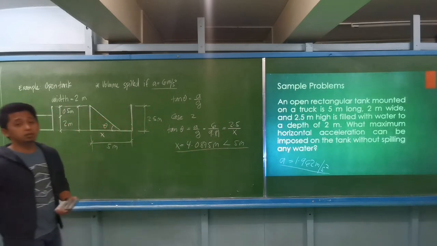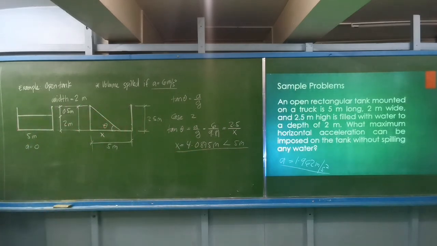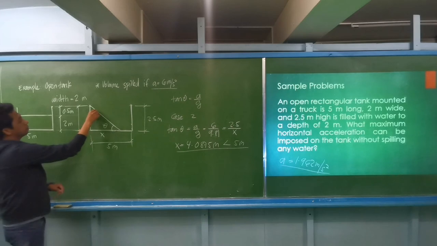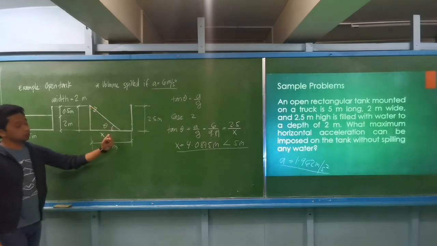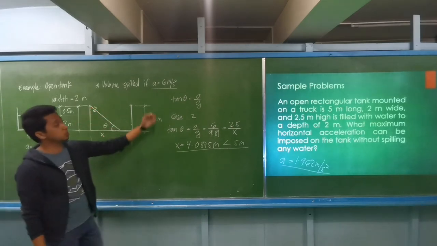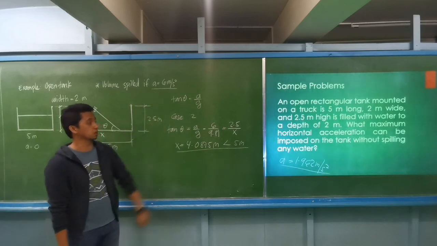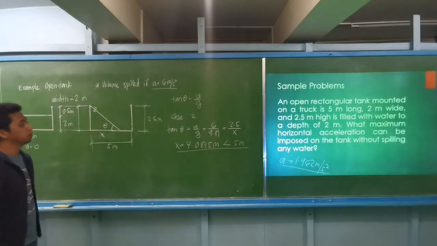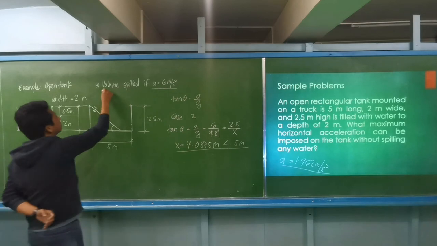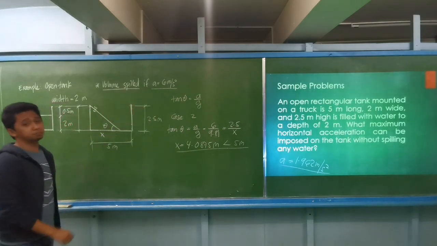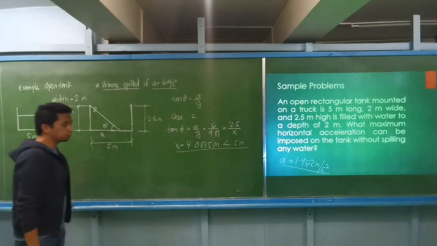So this value is acceptable since it is less than 5 meters. So therefore, the correct assumption is that the front edge of the liquid is already on the floor at an acceleration of 6 meters per second squared. Now, how to compute for the volume? Take note, we are looking for the spilled volume. Okay? So how to compute for the spilled volume?